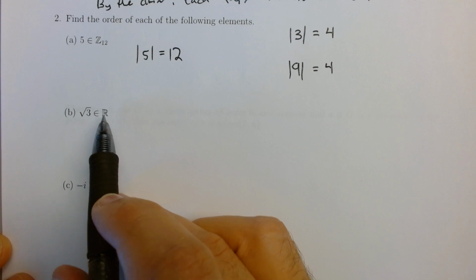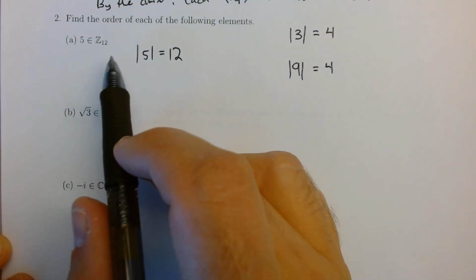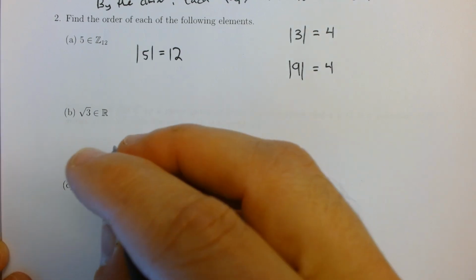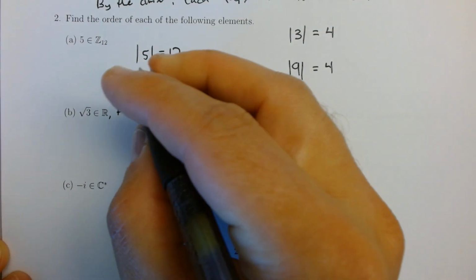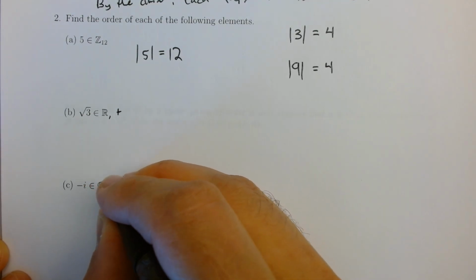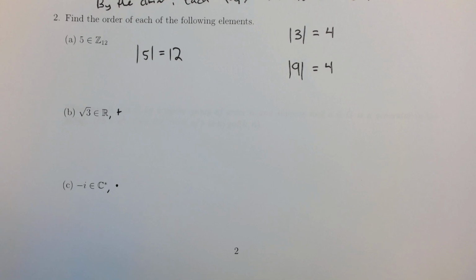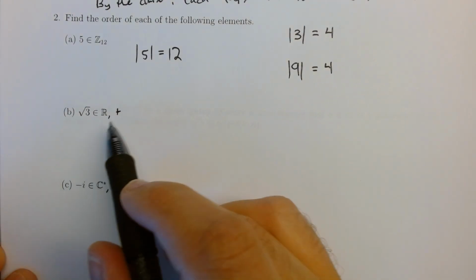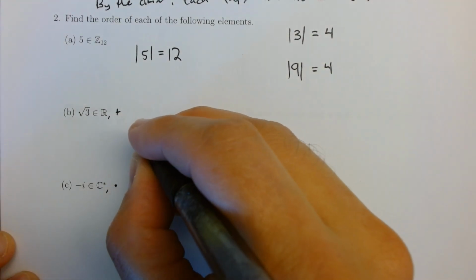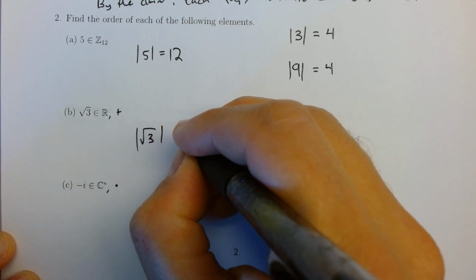Here, sometimes we don't write what the operation is if it's obvious. It's not always obvious. So here, this is the real numbers with addition. And over here, because of the star, this is complex numbers with multiplication. So square root of 3, if I add it to itself over and over again, you just get 2 root 3, 3 root 3. That's never going to come back to the identity in the real numbers, or the additive identity, which is 0. So the order of square root of 3 is infinity.